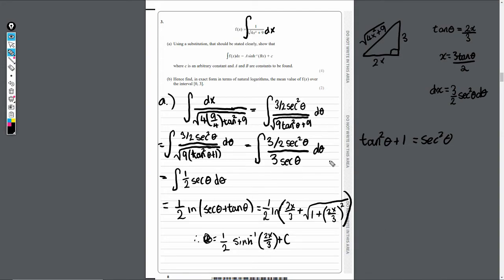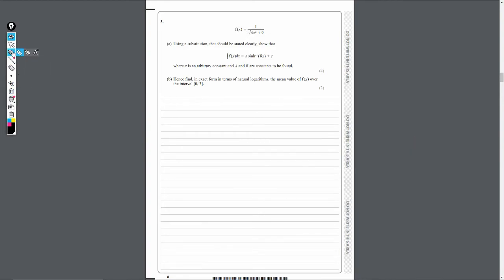So there's some tricky integration going on there. That part's not quite as straightforward as part B, but it's necessary to get to part B. So if we clear that, let's jump straight back into this now with part B. So part B, we have to find in exact form, in terms of natural logarithms, the mean value of f of x over the interval 0 to 3.